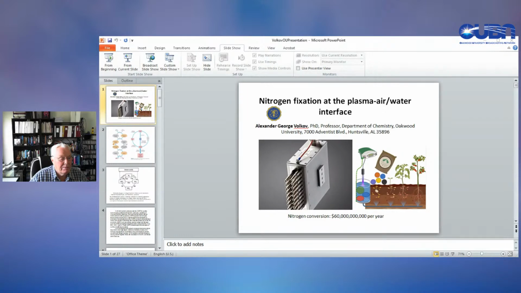I will skip this. This is low temperature plasma, which produces helium cations, electrons, UV-visible radiation, and a high frequency electromagnetic field, which produce a lot of different compounds. We call them RONS, reactive oxygen and nitrogen species. So here is about the Haber-Bosch process.